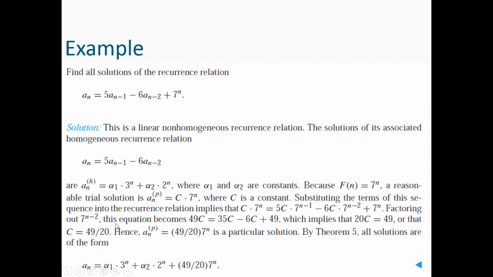So factoring out 7^(n-2), this equation becomes 7 square, that is 49c, equal to 7 into 5, that is 35c, minus 6c, because 7^(n-2) is factored out, plus 7 square, that is 49. Okay, so from this we have 20c is equal to 49, that is c is equal to 49 divided by 20. So a_n^(p) is equal to 49 divided by 20 into 7 to the power n. So the general solution is a_n^(h) plus a_n^(p), which is equal to alpha 1 3 to the power n plus alpha 2 2 to the power n plus 49 over 20 7 to the power n.